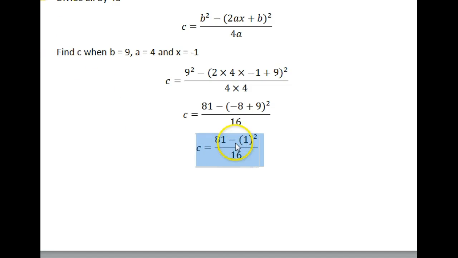And so I have 81 minus 1 squared over 16. 81 minus 1 is 80. And 80 over 16 simplifies to 5. And so that is the value of c for this problem.